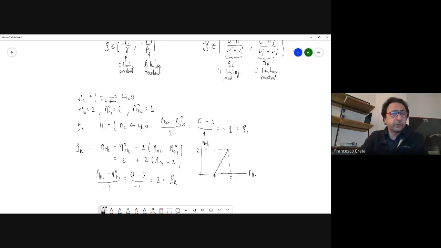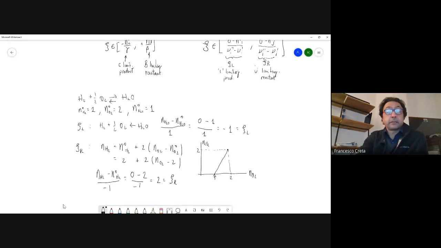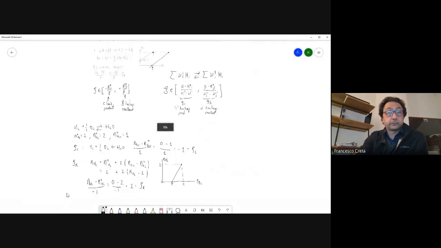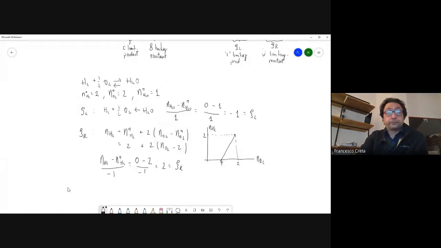Let's see if... Someone is asking something. Can you see the screen? Yes, Prof. Okay, so why? Okay. Someone cannot see it? Okay.